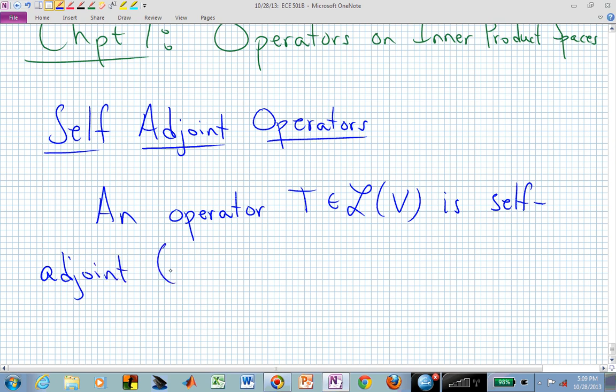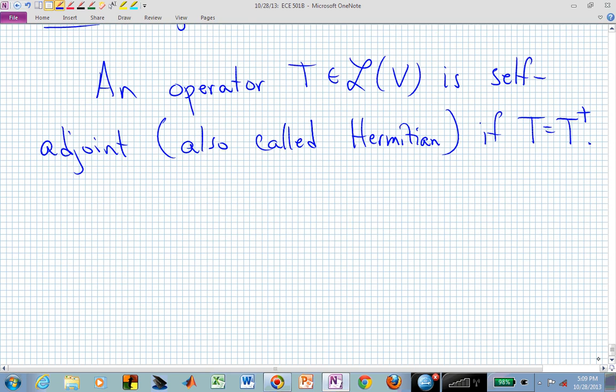Or if you're reading other literature, it might be called Hermitian. I told you you'd be really excited about all the different words you're now going to be using. So now we have a Hermitian operator. That just means it's self-adjoint. An operator T is self-adjoint if T is equal to its adjoint. The operator is equal to its adjoint.